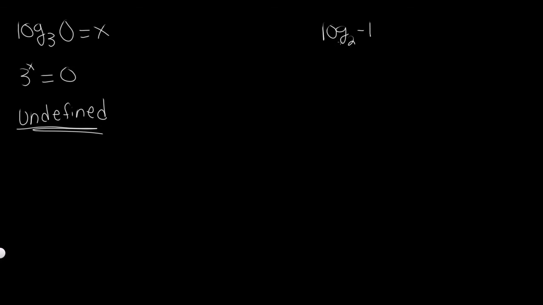So let's go to this one. Log base 2 of -1, we're going to go about this the same way by setting it equal to x and writing it in exponential form. So 2 to the x power is equal to -1. Well, I'm sure you've already guessed it, but this one is also undefined. There is no number you can raise 2 to get -1. So this one is also undefined.